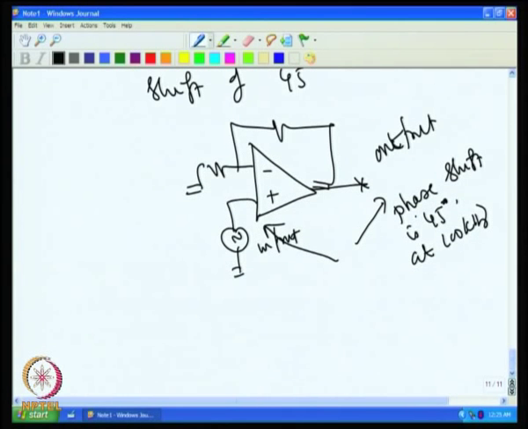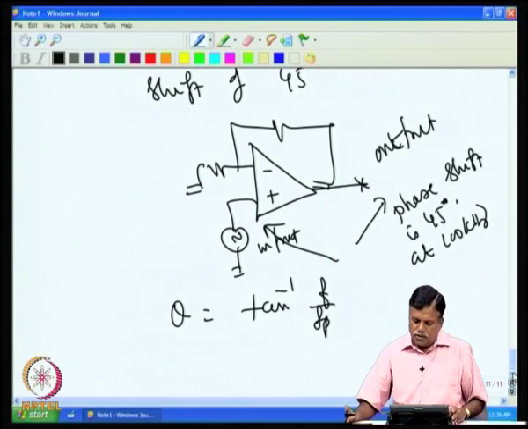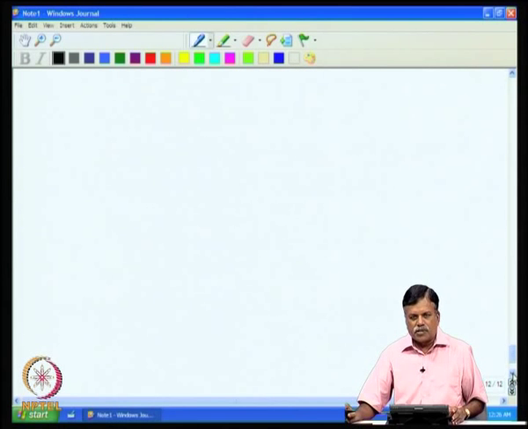So, basically the phase shift theta is given by tan inverse of f by fp, where fp is the pole frequency. Once the pole frequency is known and the operating frequency is known, one can find theta at any given operating frequency. This problem has to be understood, so that one can use the amplifier properly in the actual application.